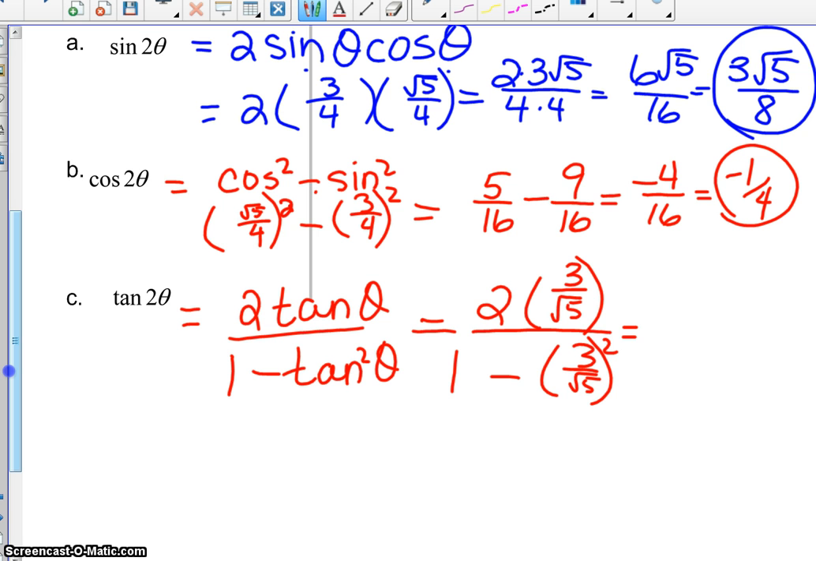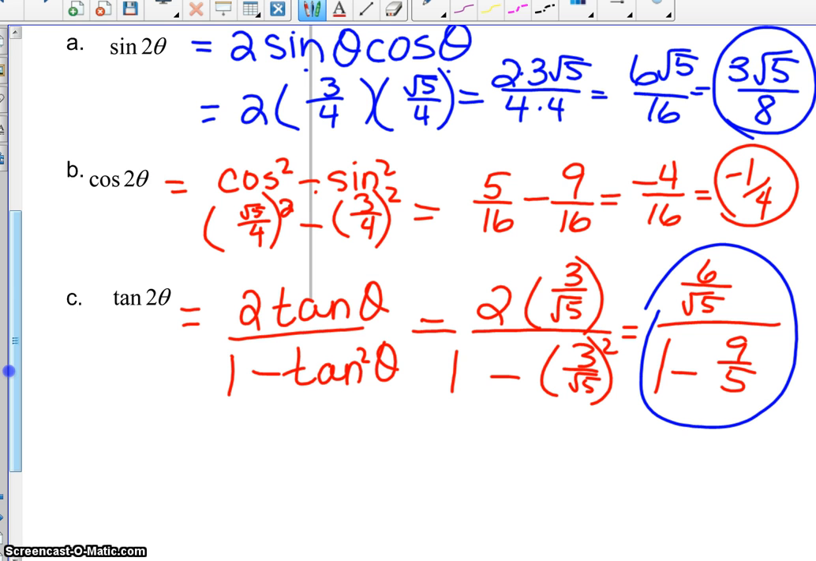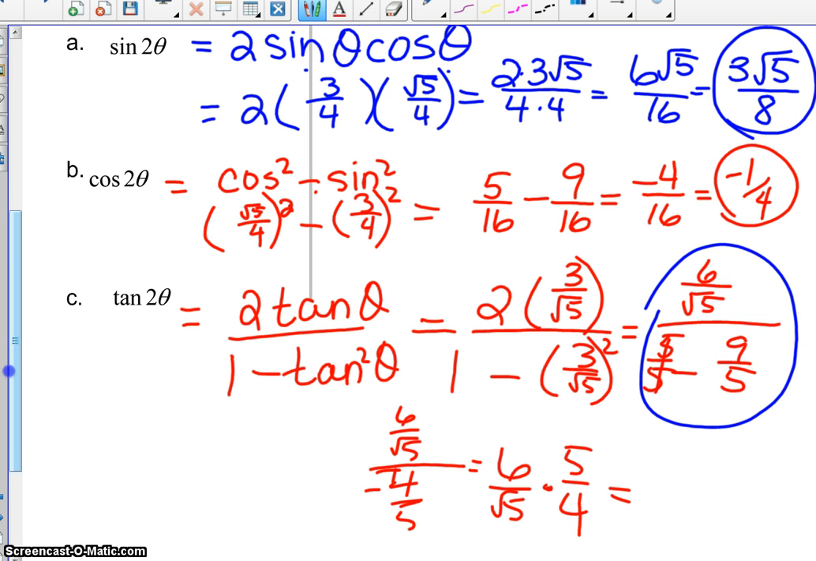So 2 times 3 over square root of 5 would be 6 over square root of 5. And then my denominator would be 1 minus 9/5. Honestly, go ahead and circle it and call it a good day. But let's see what this is. If this was 5/5, this would be -4/5, so we'd have a denominator of -4/5. The numerator would be 6 over square root of 5. We can flip and multiply: 6 over square root of 5 times 5 over 4. It really doesn't help us that much. It turns out to be 30 over 4 square root of 5. Again, circle it and call it good.